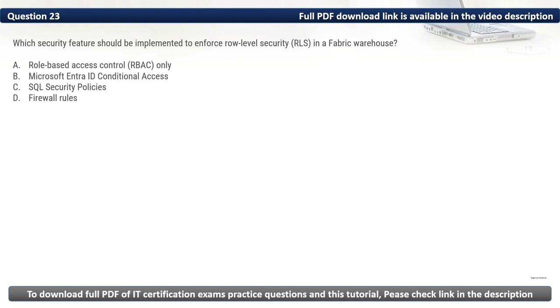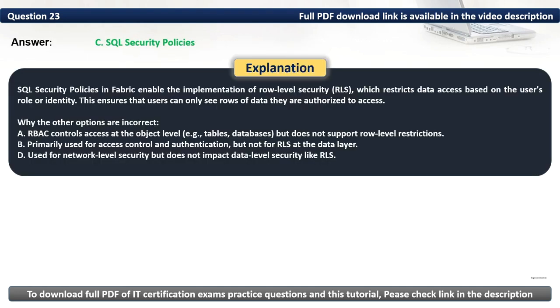Then we have D. Firewall rules. It is used for network level security, but does not impact data level security like RLS. As such, the security feature that should be implemented to enforce row level security in a Fabric warehouse is SQL security policies. Thus, the correct option is C. SQL security policies in Fabric enables the implementation of row-level security, which restricts data access based on the user's role or identity. This ensures that users can only see rows of data they are authorized to access.